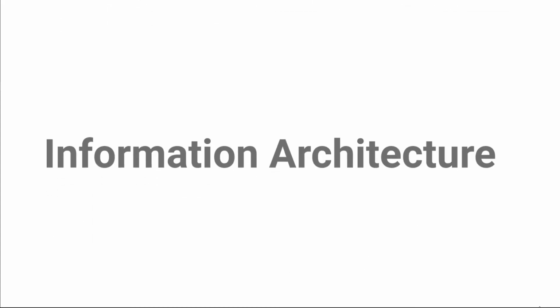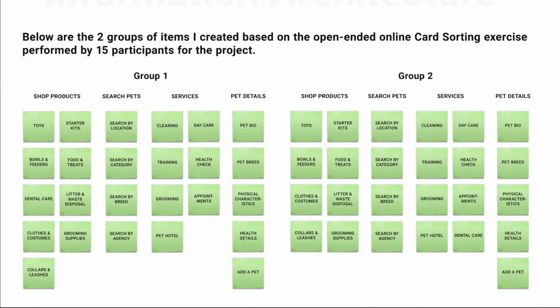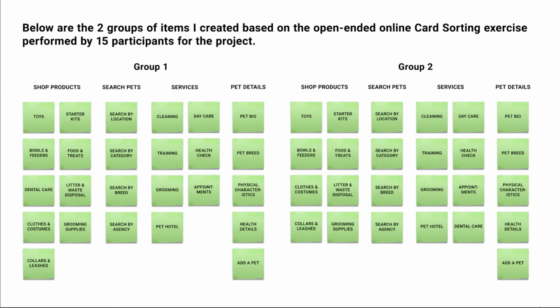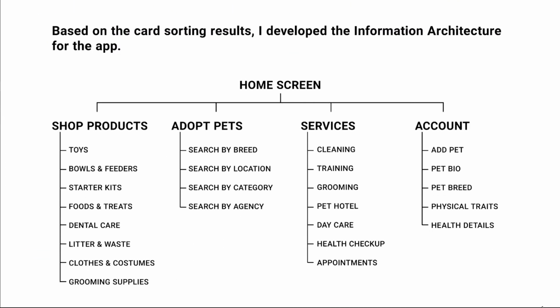Moving ahead, I built the information architecture from the card sorting. Below are the two groups of items that I created from the open-ended online card sorting exercise performed by 15 participants for the project. Based on this card sorting exercise, here is the information architecture that I built. Now we are going to follow this architecture when we are designing this app.